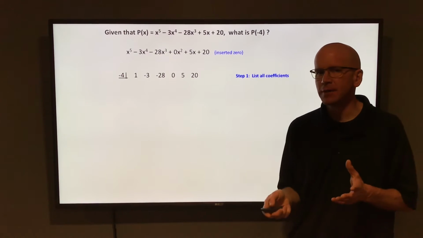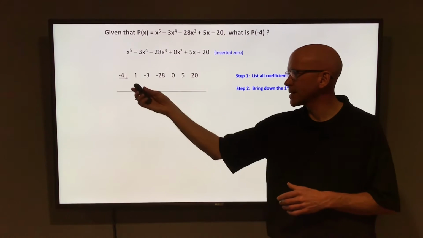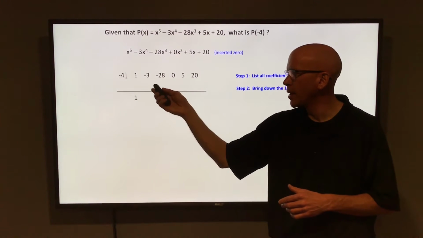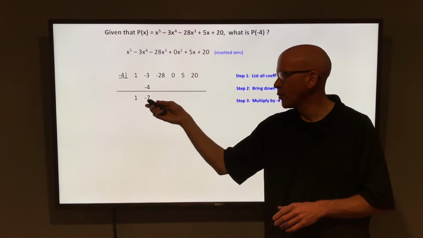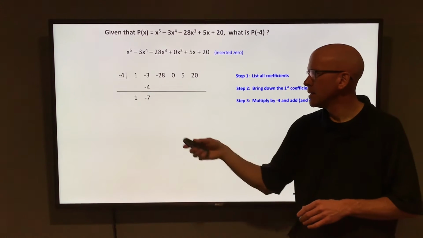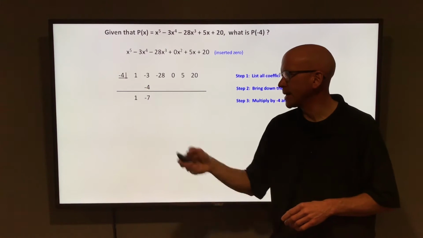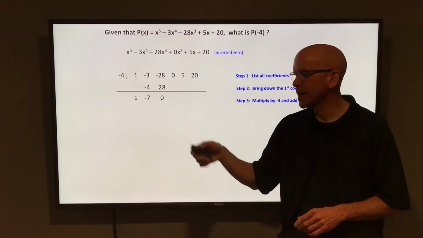So just like synthetic division, we're going to bring down that first coefficient, bring down the 1, and then go back to the box and multiply negative 4 by 1, that is negative 4. And then add negative 3 and negative 4, that is negative 7. And then you just multiply and add from there on out. Go back to the box and multiply negative 4 by negative 7, that is positive 28. Then add negative 28 and 28, that is 0.